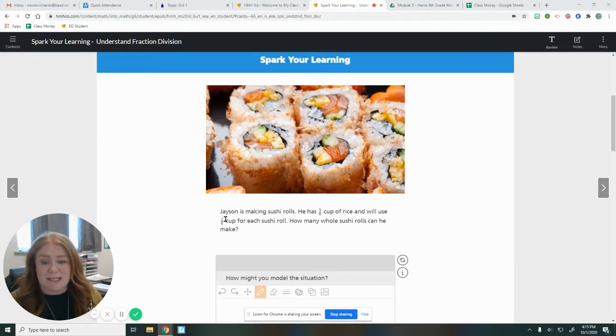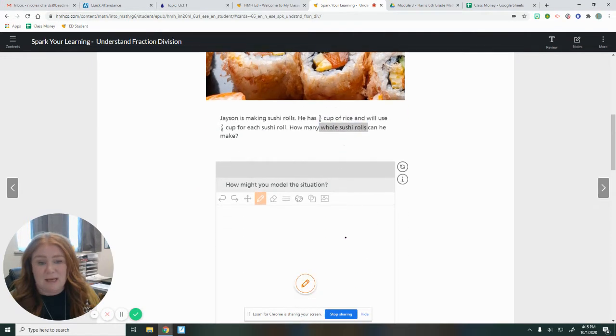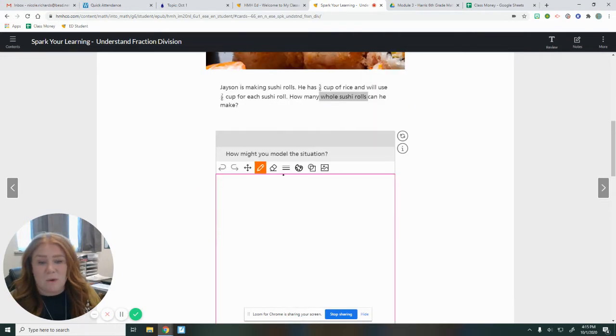So this Spark says that Jason is making sushi rolls. He has 5/6 cup of rice, and he is going to use 2/6 of a cup for each sushi roll. How many whole sushi rolls can he make? So we're going to model this situation here.